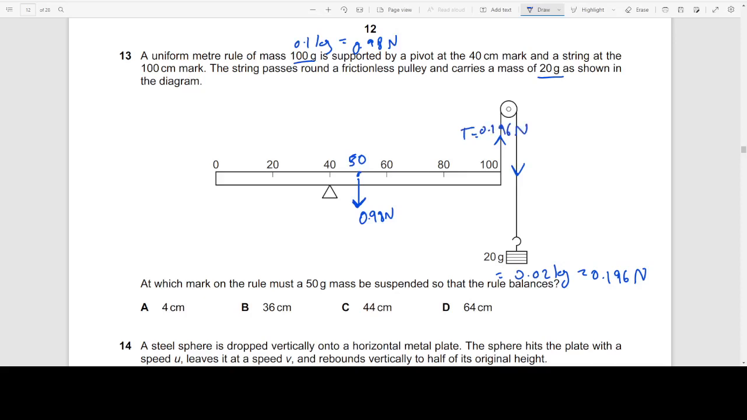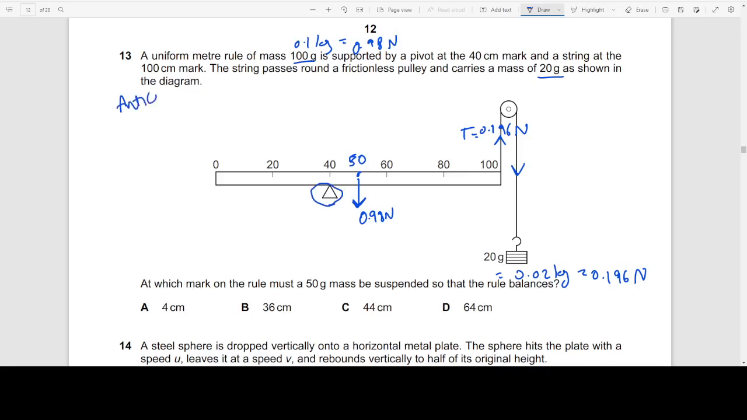At which mark on the rule must a 50 gram mass be suspended so that the rule balances? Okay, so let's see. If we check the anti-clockwise moments, let's consider the moments from this pivot.